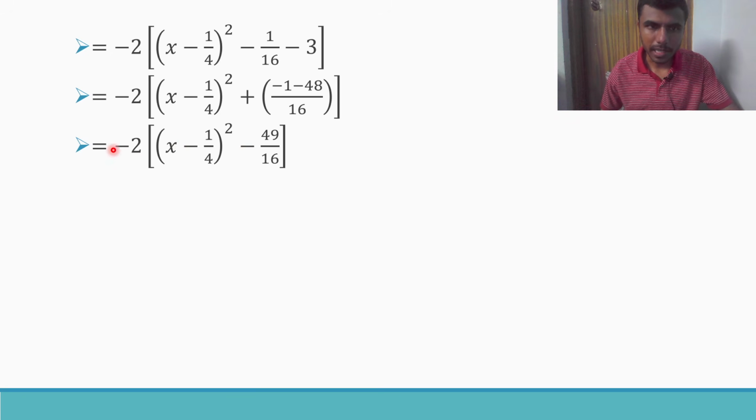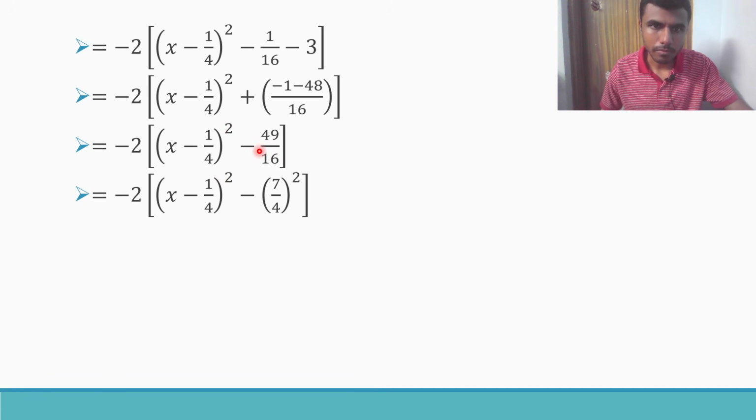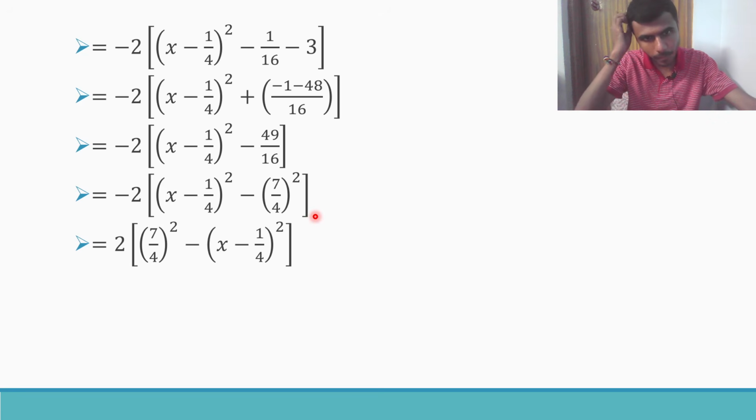You see here there is a minus outside. Now take it inside the bracket. So whichever is plus will become a minus, whichever is minus will become plus. What I did is write this 49 by 16 as 7 by 4 whole square. So hence I would get this 7 by 4 whole square minus x minus 1 by 4 whole square. So I took the minus inside, that's all. That's why minus 1 by 4 whole square.